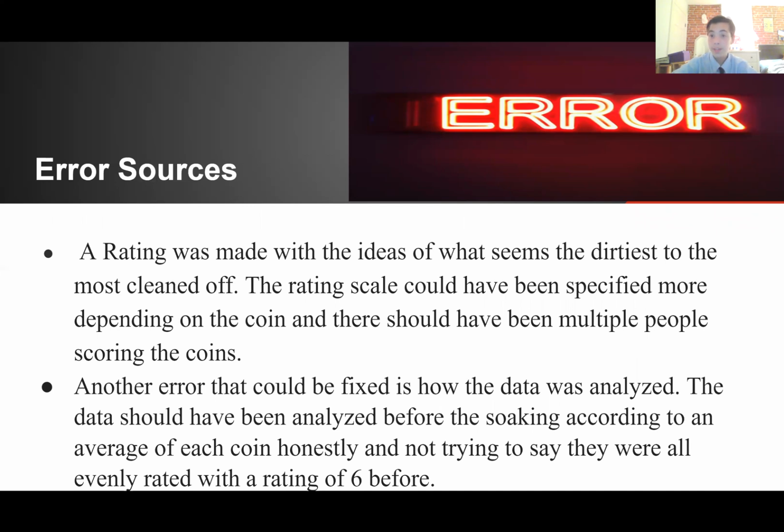Some error sources: the rating system and how the data was analyzed. A rating was made with the ideas of what seems the dirtiest to the most cleaned off. The rating scale could have been specified more depending on the coin, and there should have been multiple people scoring the coins. Another error that could be fixed is how the data was analyzed. The data should have been analyzed before the soaking according to an average of each coin honestly, and not just a biased opinion, and not trying to say they were all evenly rated with a rating of 6 beforehand.